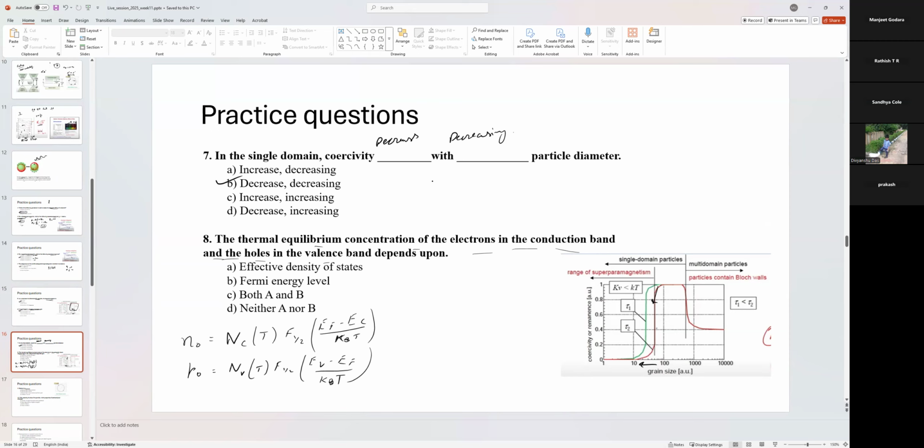Okay, so the equilibrium concentration depends on the density of states. This is the effective density of states. And it also depends on the Fermi level, where the Fermi level is. Technically it also depends on the energy levels of the valence and conduction band. Both A and B are correct, so C is the correct option.